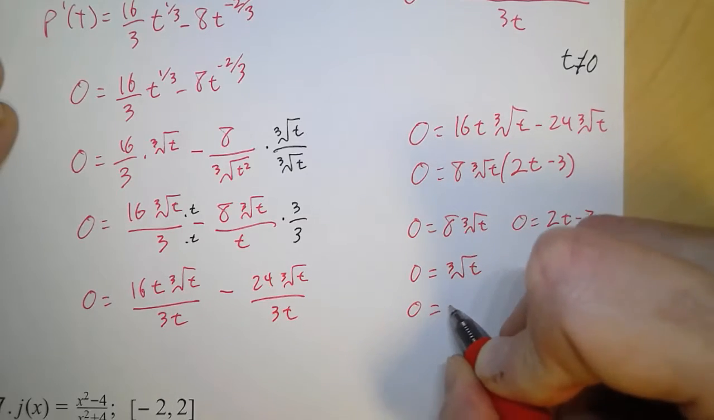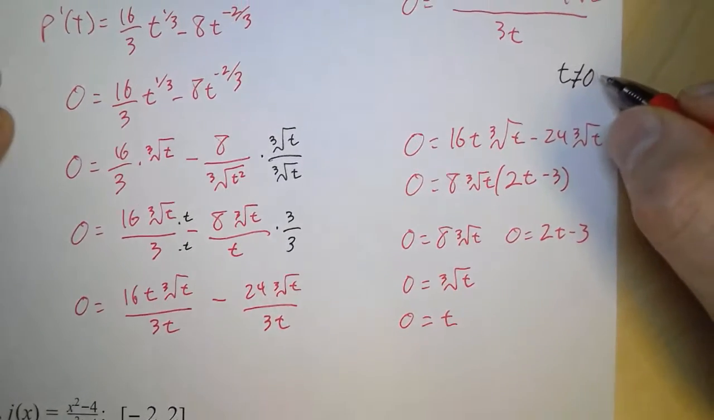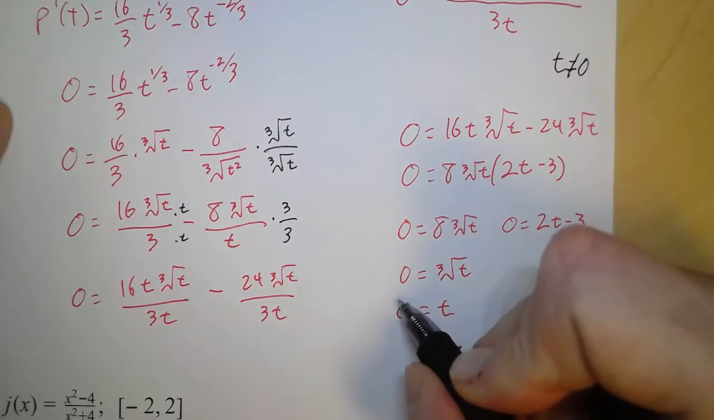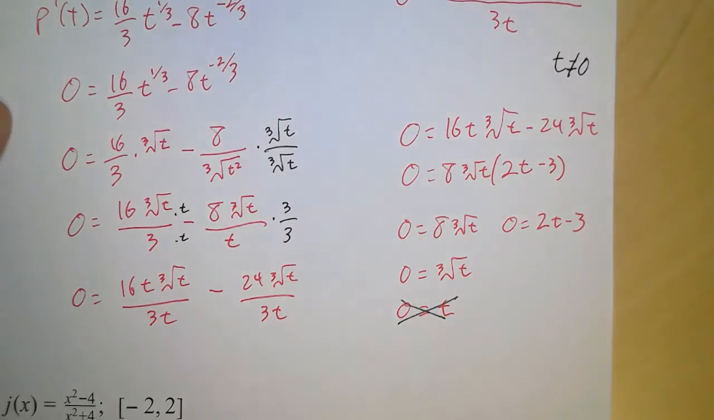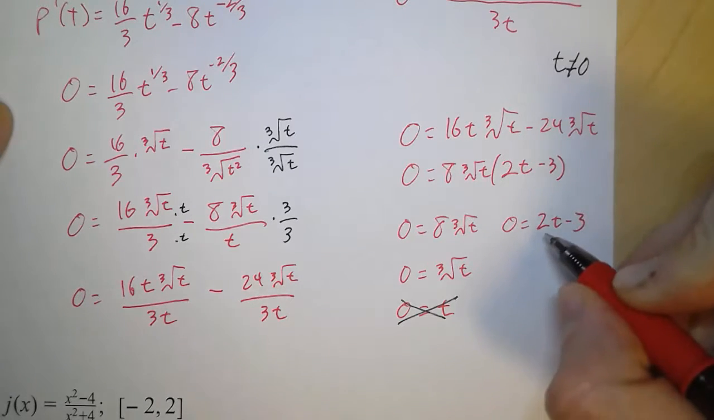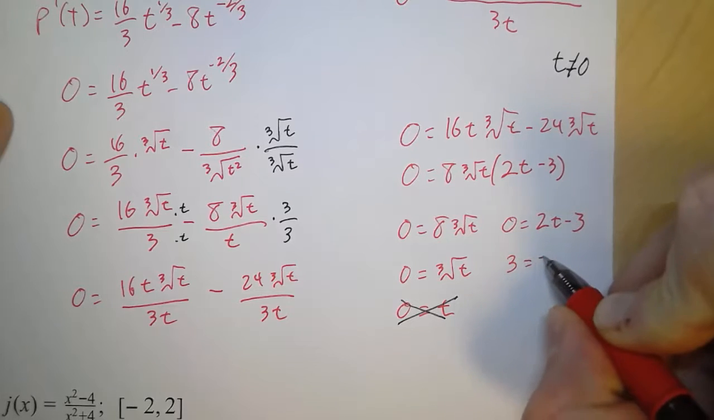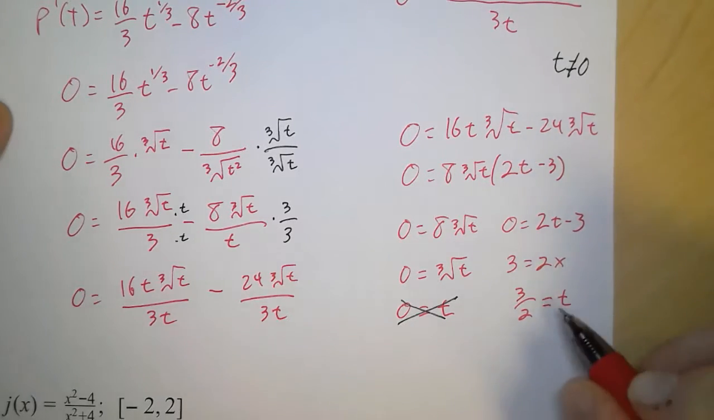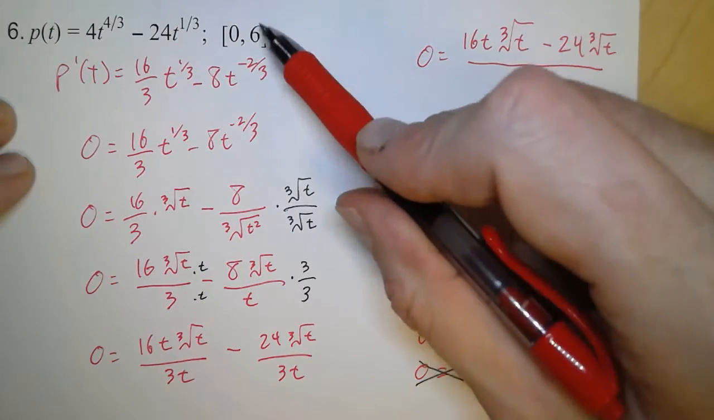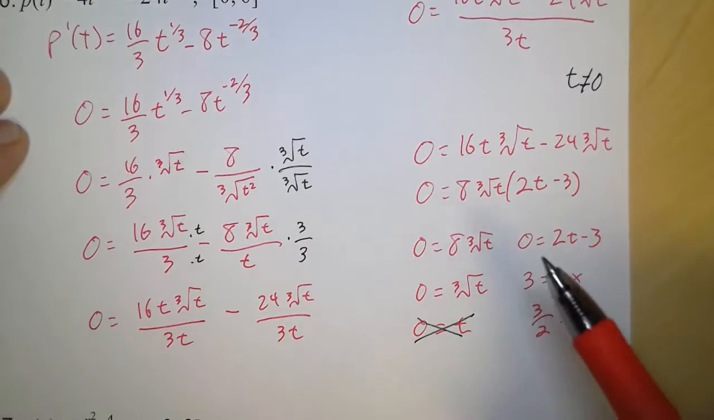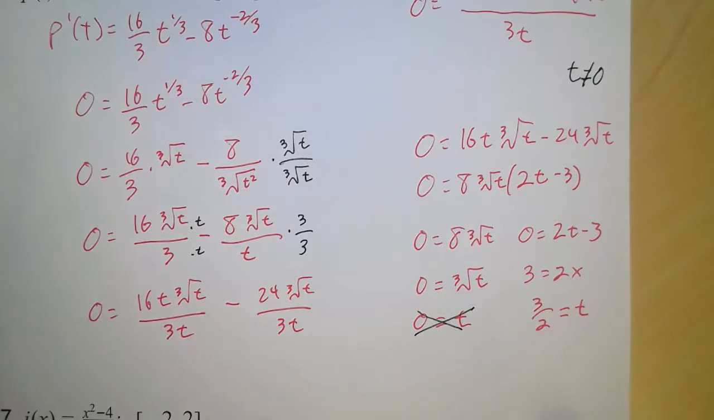So 0 equals t. But wait a minute, that violates our assumption up here. So actually we have to say that, oops, that's not a solution. It's undefined. But over here, I don't think this will be 0. If we add 3 to both sides and then divide by 2, we get 3 halves. And 3 halves is in the interval. So this is the value on this interval where the slope is 0.